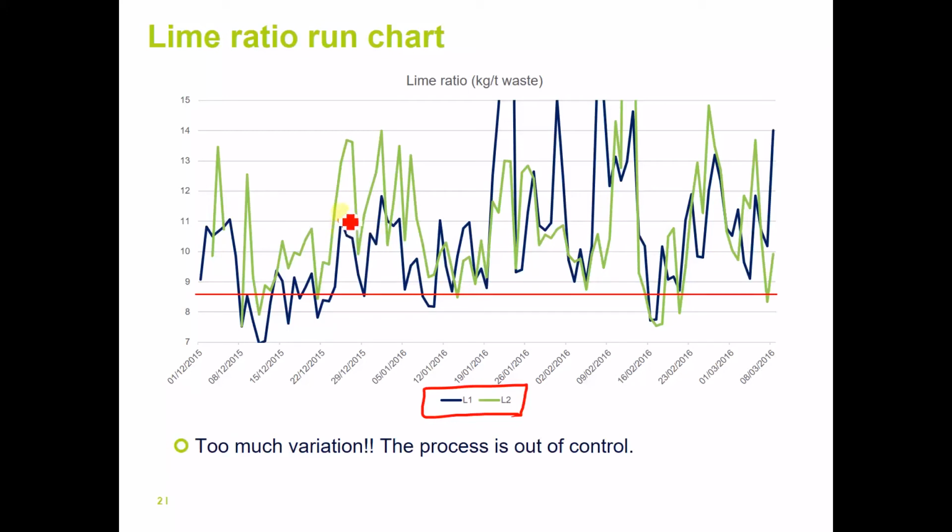But look at this. Look at the amount of treatment that's being made. Look how far apart line 1 and line 2 can be on some days. Look at the gap here. Very rarely are they together like this. It's where they should be. It's the same flue gas. They should be treating it to the same level. This process, as it says at the bottom here, too much variation. The process is out of control.